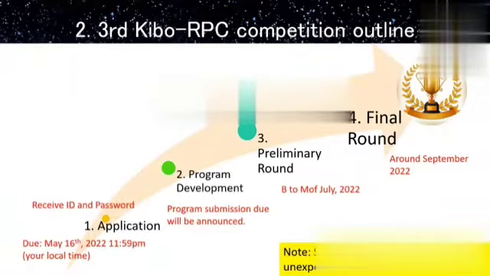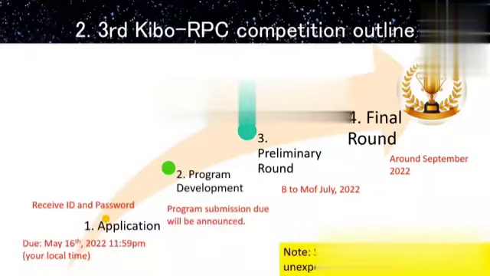First, please visit the Kibo-RPC portal site, read the guideline, and fill in your information in the application form in the Google form. It will be automatically submitted to the POC of your space agency via email. The application deadline is 11:59 p.m. on May 16, 2022, your local time.